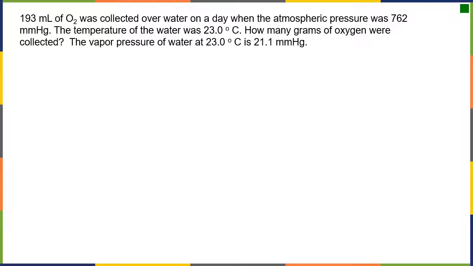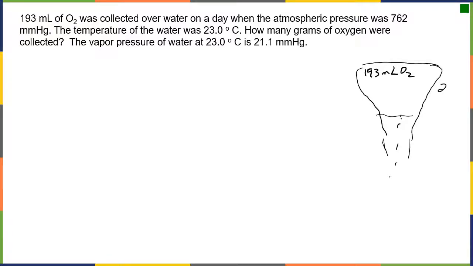All right, so we're collecting some oxygen over water. So when we collect our oxygen over water, the oxygen would have been bubbled in. There'd be some water here, and we'll find that we have 193 milliliters of oxygen. Our temperature here is 23 degrees Celsius, which is the same as 296 Kelvin. Now, not only do we have oxygen in here, we also have water vapor.